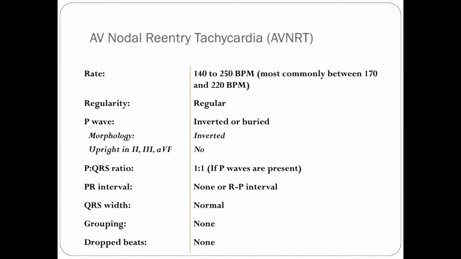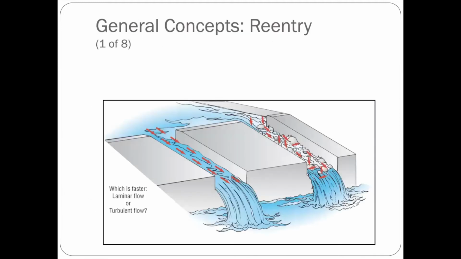So AV nodal reentry tachycardia is one that goes about 150 to 250, most commonly between 170 and 220 is what we're looking at. The P waves are again buried or inverted in leads 2, 3, and AVF. And with AV nodal reentry tachycardia, remember I gave you a little illustration of a flutter within the atria. It's very similar here in the ventricles.